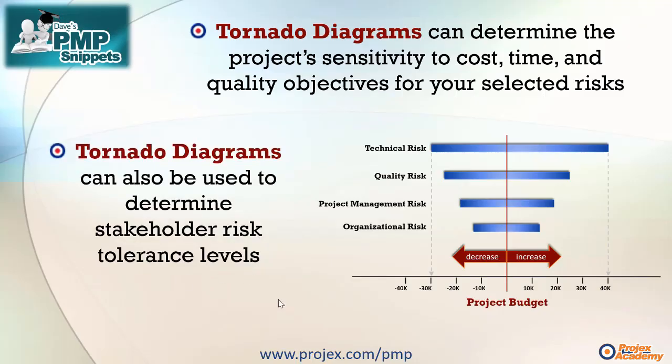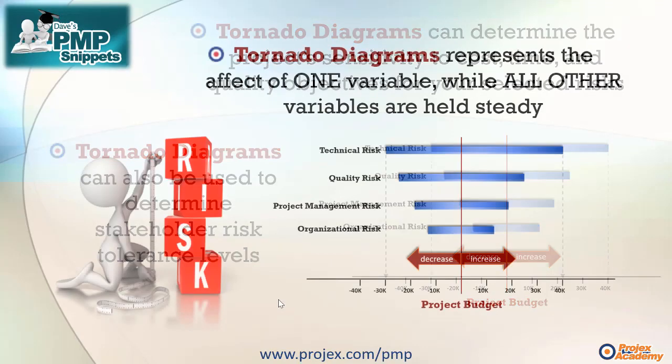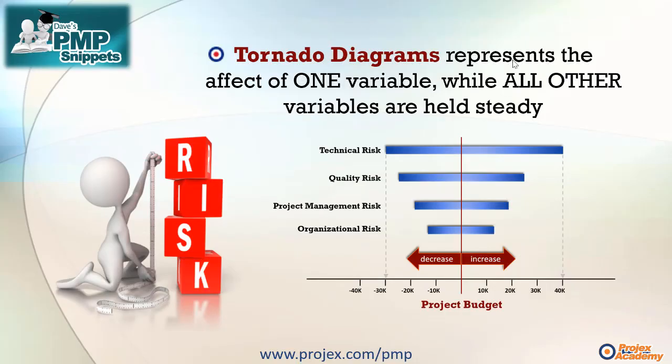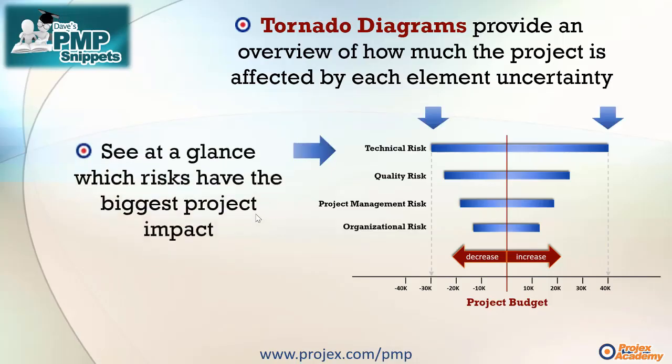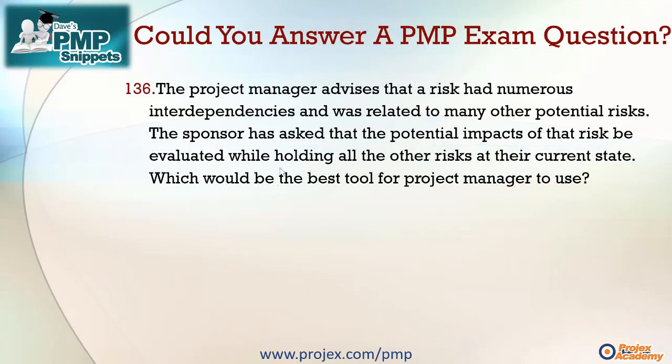And a key learning, particularly for you to get good scores in your PMP exam, is to know that tornado diagrams represent the effect of only one variable, while all other variables are held steady. So tornado diagrams provide an overview of how much the project is affected by each element of uncertainty. And the beauty of tornado diagrams is that you can see at a glance which risks have the biggest project impact. Now, questions on tornado diagrams within your PMP exam will be fairly straightforward. And if you've paid attention thus far, you should find this very easy.